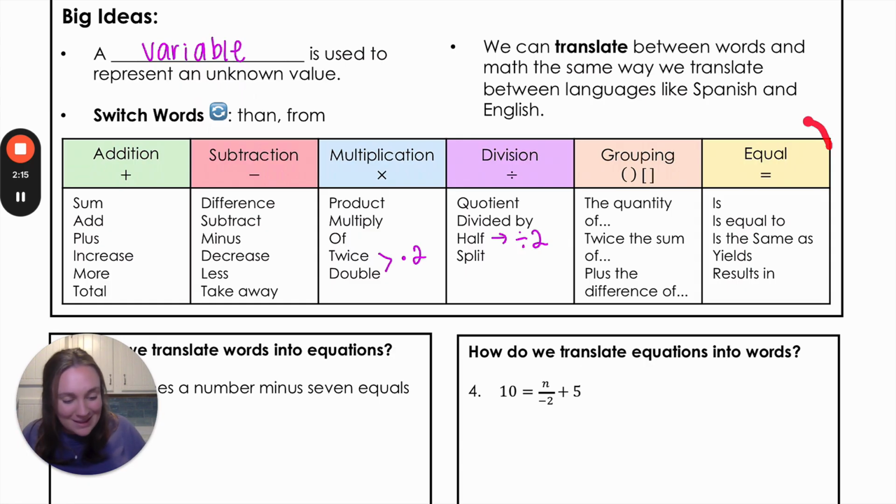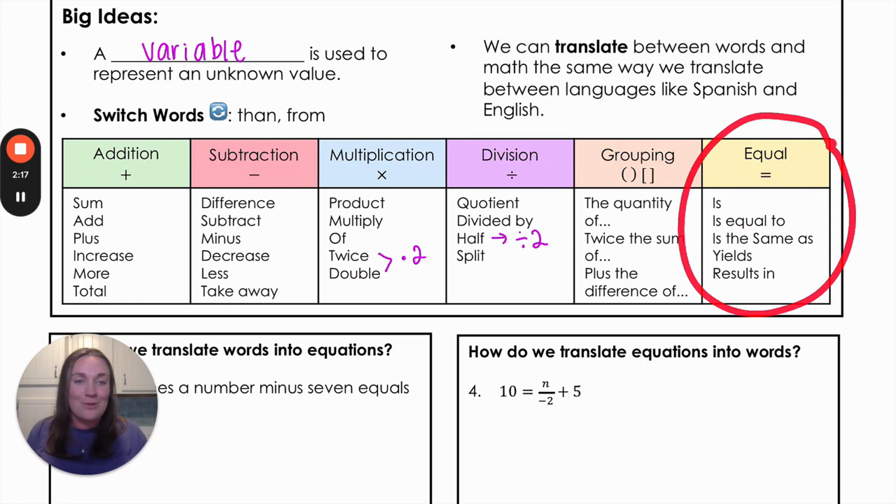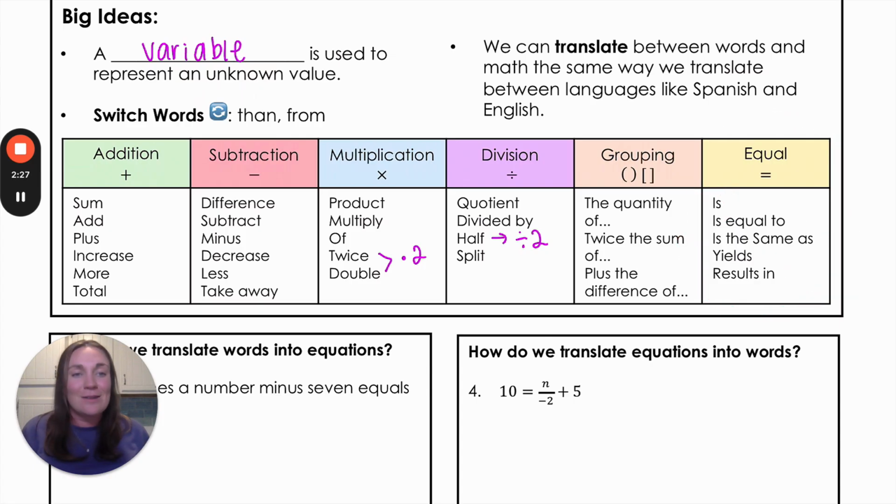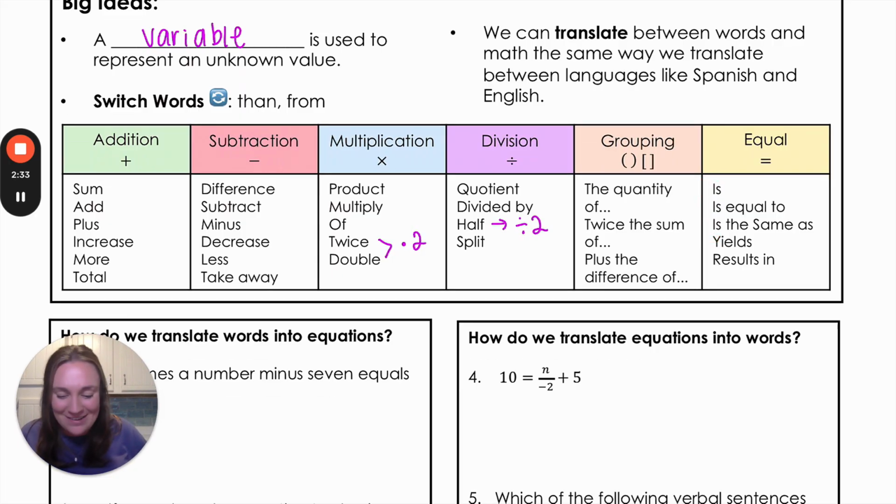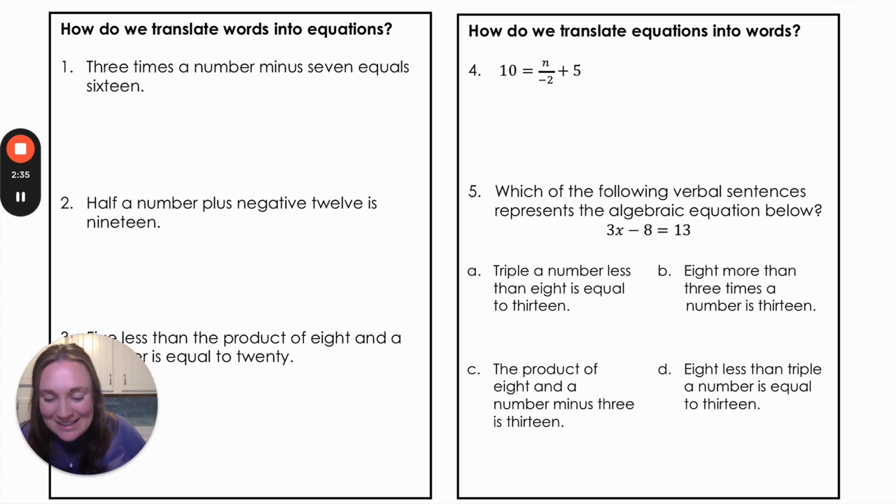A big thing to look out for is where our equal sign is going to go. So if they just say the word is, right, this is this, right, that means an equal sign. Obviously, is equal to, is the same as, yields, results in. Most often, you're going to have one of those first three. Well, let's take a look at what I'm talking about with some examples together.